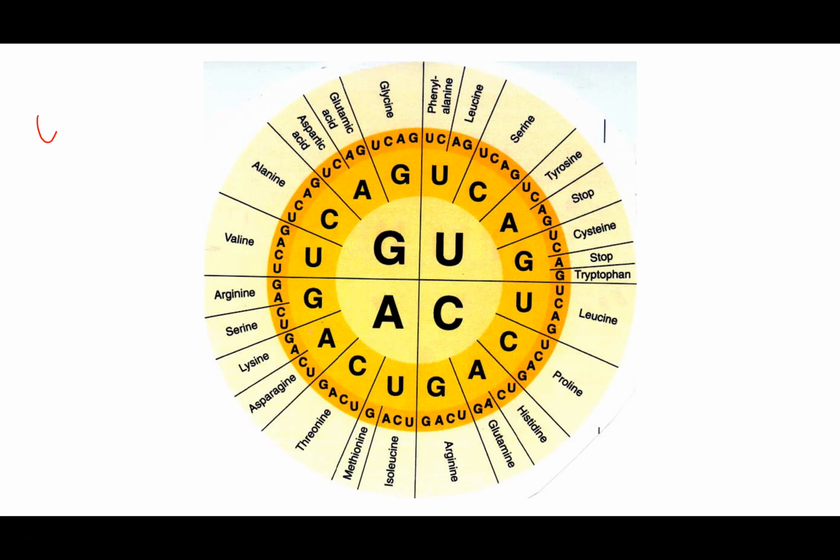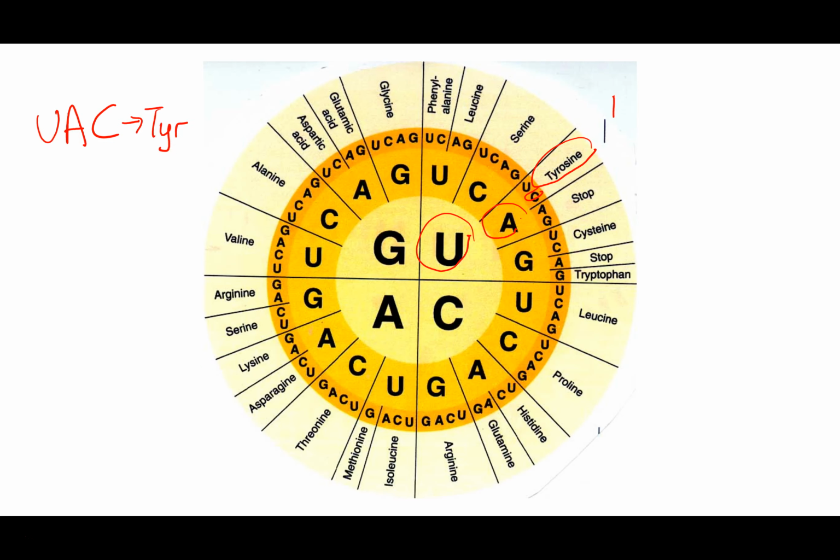Let's say UAC. What's UAC? So UAC. This is the first letter. This is the second letter. This is the third letter. So the amino acid that is coded for is tyrosine. So TYR.